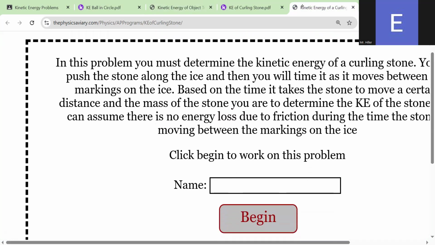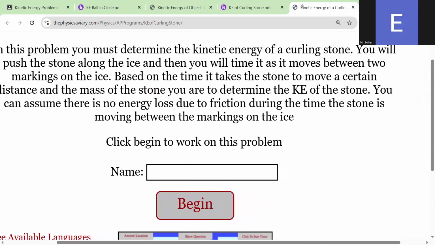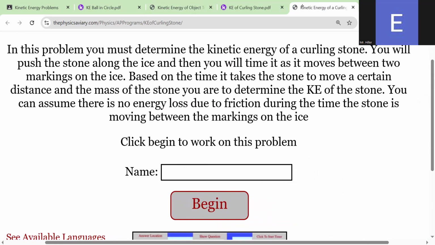Kinetic energy of a curling stone. In this problem, you must determine the kinetic energy of a curling stone. You will push the stone along the ice, and then you will time it as it moves between the markings on the ice. Based on the time it takes the stone to move a certain distance and the mass of the stone, you're to determine the kinetic energy of the stone. You can assume no energy loss due to friction while the stone is moving between the markings on the ice. That's a pretty good assumption to make.